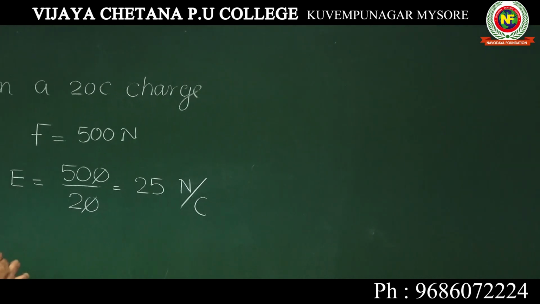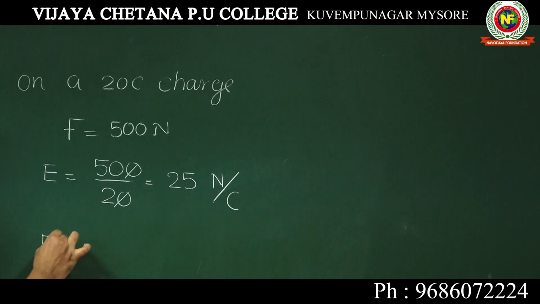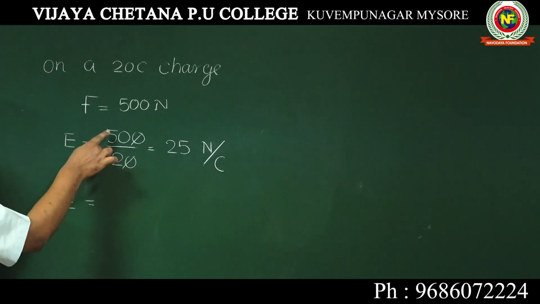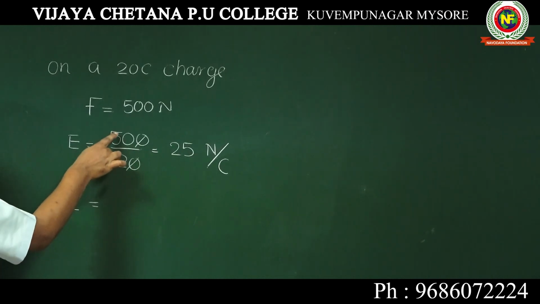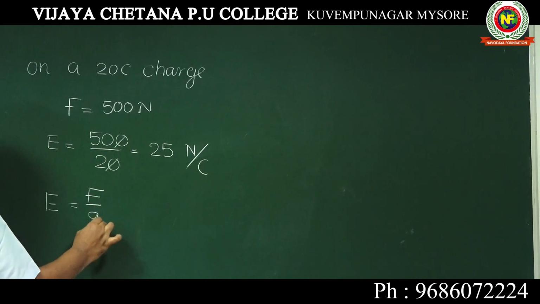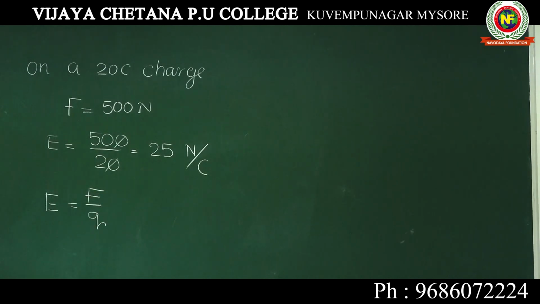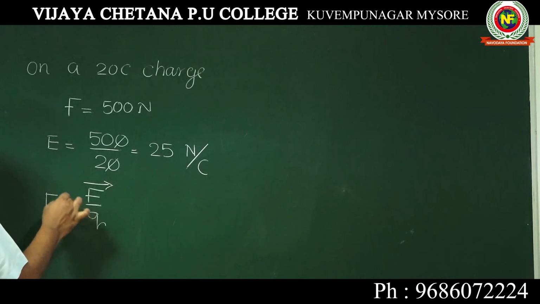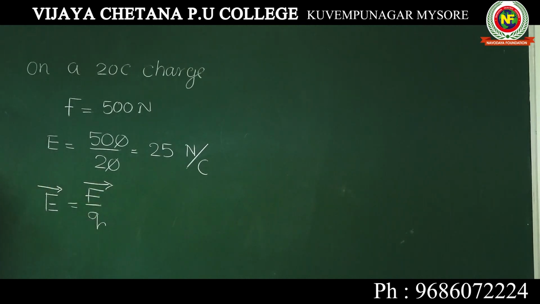So now we can write a formula for this. How did we calculate electric intensity here? Electric intensity calculation is done by taking the ratio of total force to total charge. Therefore, F by Q gives you electric intensity. Electric intensity is F by Q. And it's a vector quantity because we are using force for the measurement of field. Force is a vector. Therefore, vector force by charge is vector intensity.